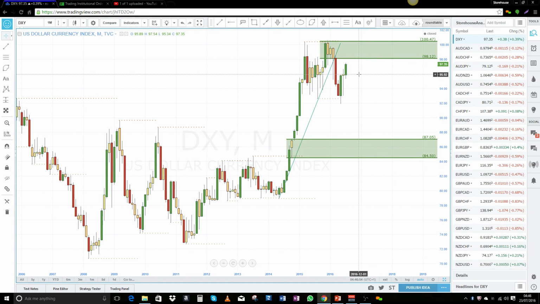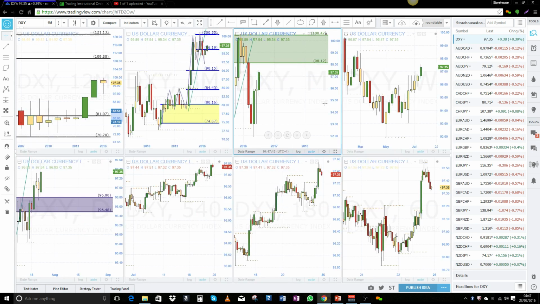How far will it fall? Well, this is the nearest demand zone that I see on the charts. It won't fall in there in 2 months or in 3 months. This could take years. This move could take years. So we don't know. So that's the way I see the macro picture for the US dollar.